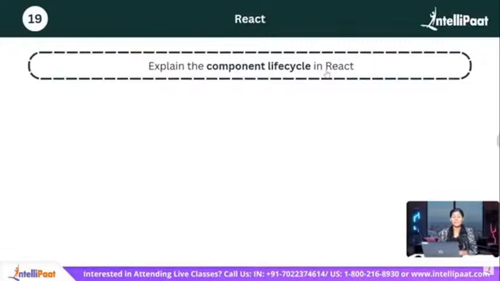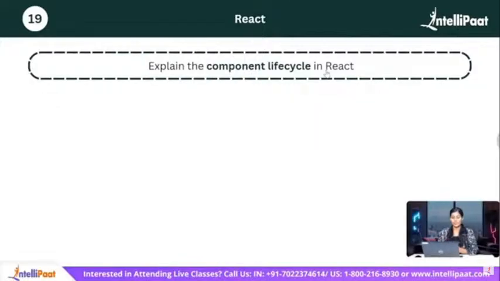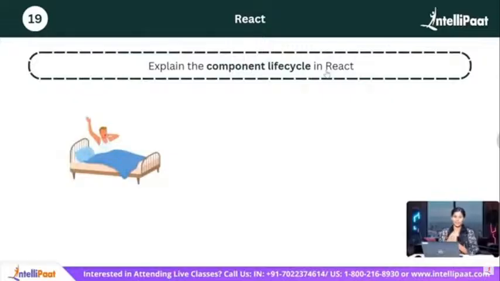That is, explain the component lifecycle in React. Now, the component lifecycle in React refers to the sequence of events that happens to a component from its creation, that is mounting, to its removal, unmounting. Now let's look at these processes one by one. To start with, let's compare it side by side with an analogy so that it will be easier for you to understand. So to start with, consider a person who just woke up. That is known as the constructor function. That is the initialization, waking up from the bed.